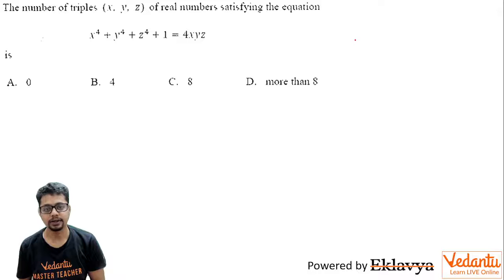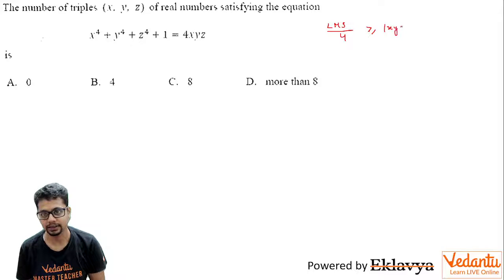So here let me use AM greater than equal to GM for the four terms that are there on the left hand side. So you have left hand side, that means x to the power 4 plus y to the power 4 plus z to the power 4 plus 1 by 4 is greater than equal to x to the power 4 multiplied by y to the power 4 multiplied by z to the power 4 multiplied by 1, whole to the power 1 by 4. So what you get is mod xyz.